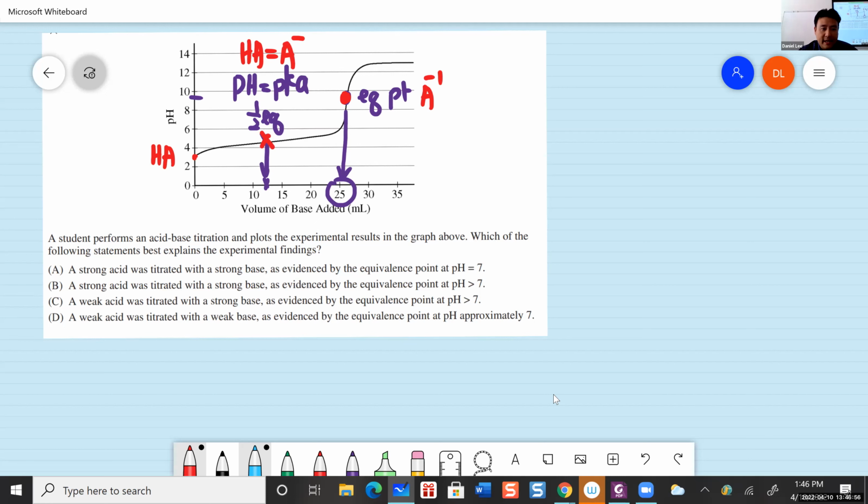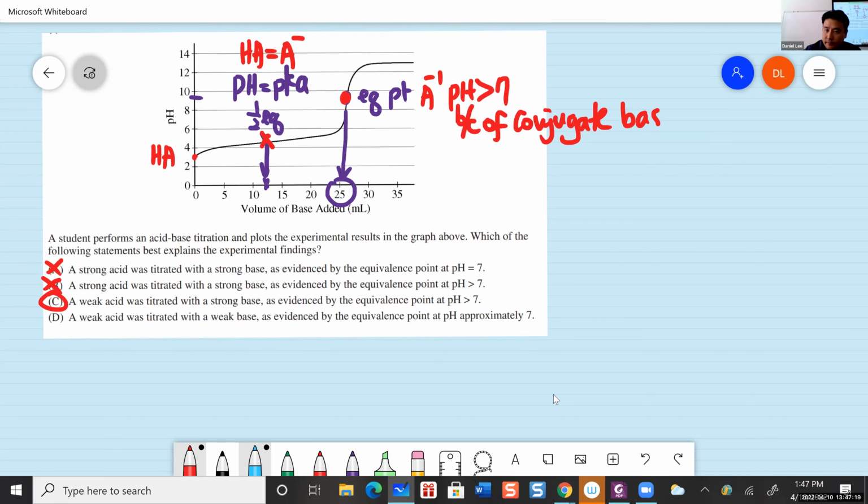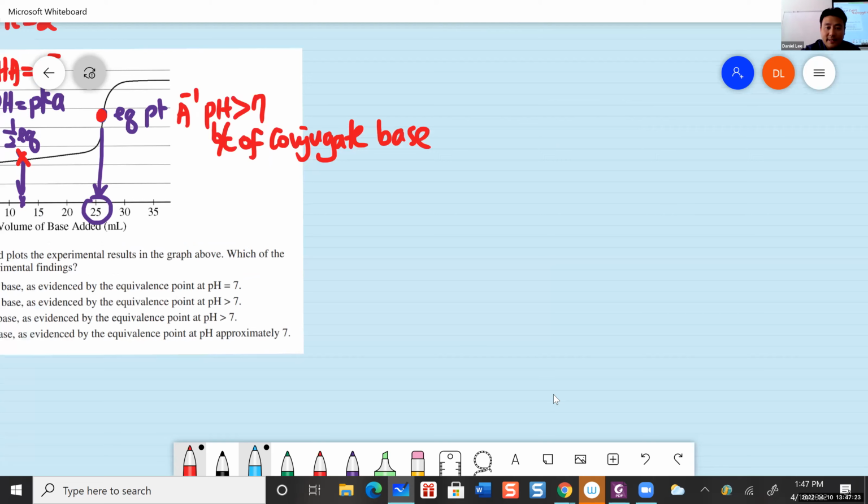So they want you to talk about this. Do you see it's not a strong acid, so A and B are just wrong. This is a weak acid, and you titrate with a strong base, C, that's your titration. You can see that the pH at the equivalence point is greater than 7 because of the conjugate base. So when you have this kind of titration, type 2 titration, pH is going to be greater than 7.